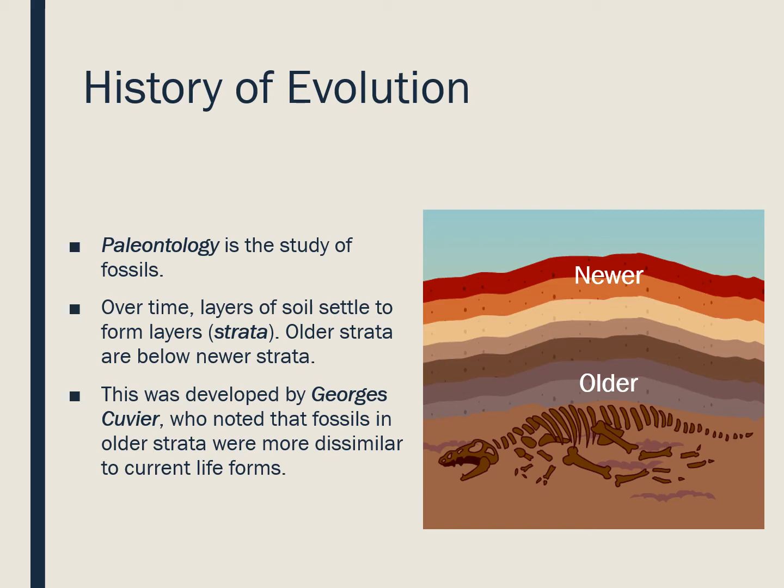Over time, layers of soil settle to form layers. These layers are often called strata. Your older strata will be at the bottom, so rocks grow upwards, or the rock and debris do grow upwards. This was developed by Cuvier, who noted that fossils in older strata were more dissimilar to current life forms. So the further into a rock formation that you go, the older the fossils will be in the order that the rocks are.